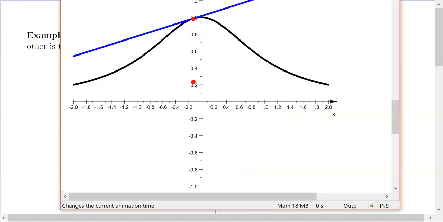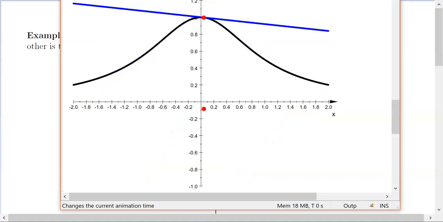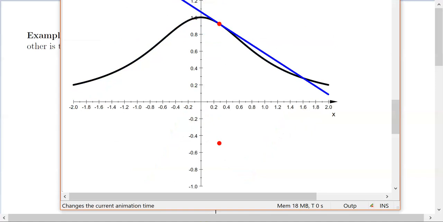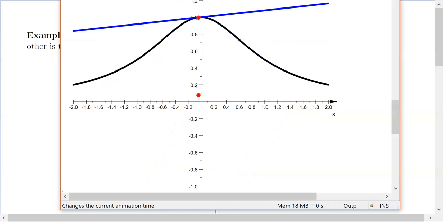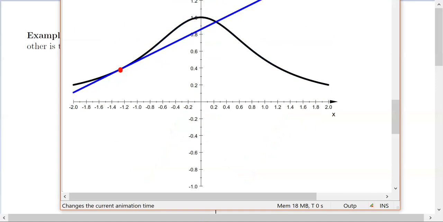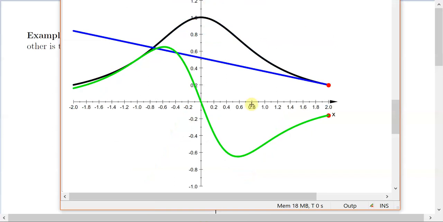Right about there is where it switches from negative to positive, and so somewhere in between it's going to be 0. You can see where it's 0. It's where that red dot crosses the axis. And then the slopes are positive on this side. So when I go back and look at my graph, that's one nice way to see what's going on with my function.